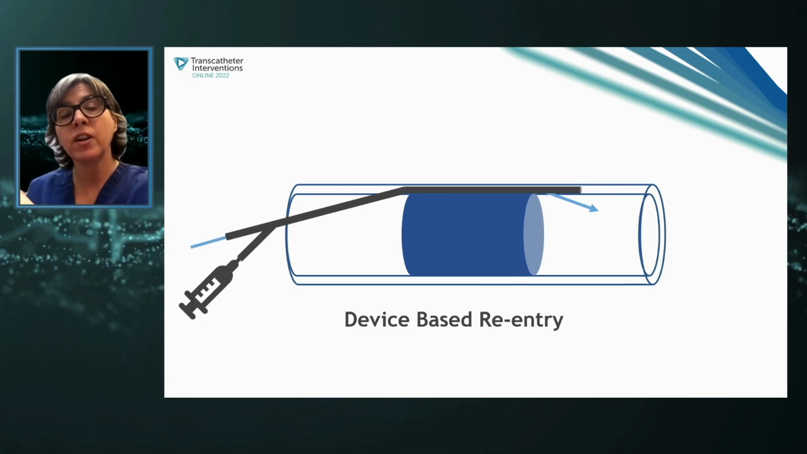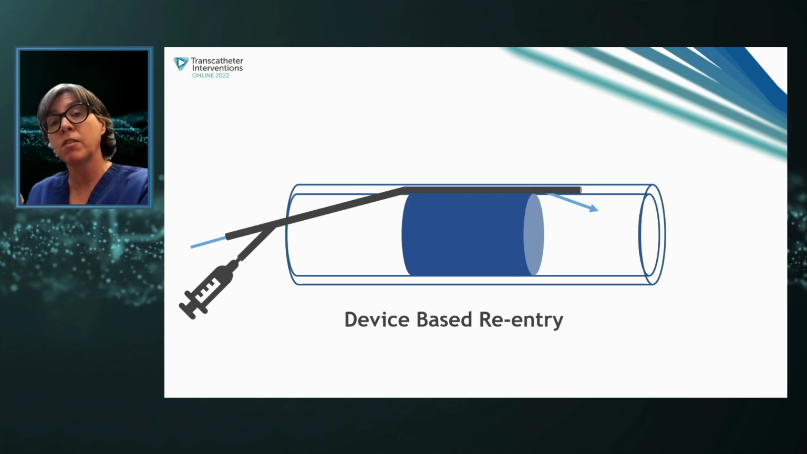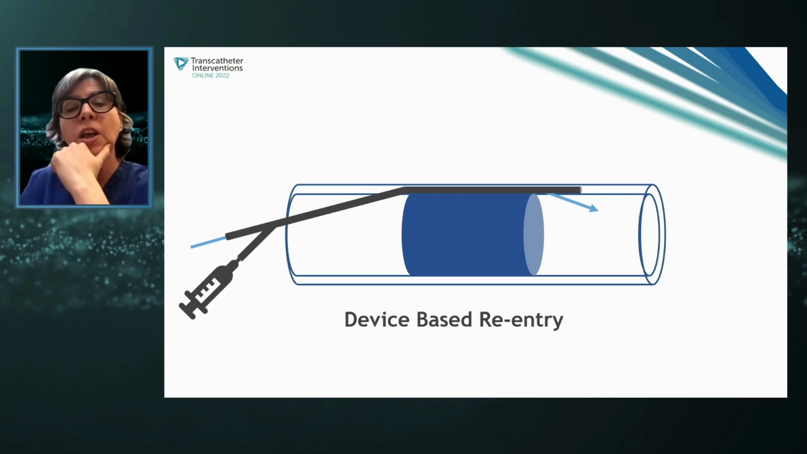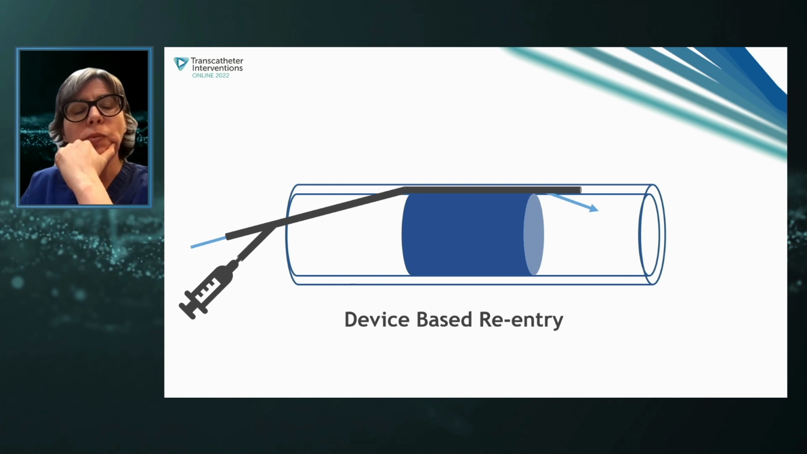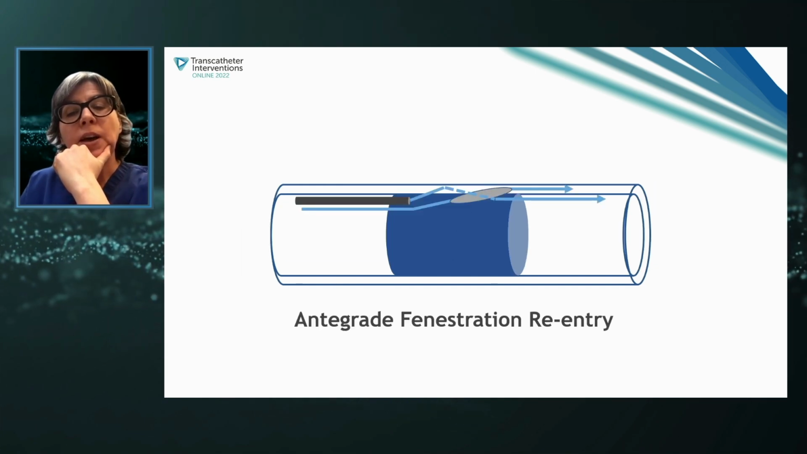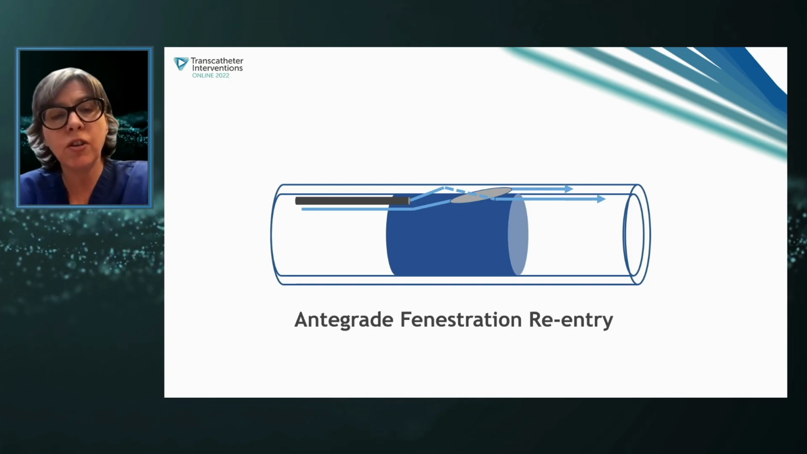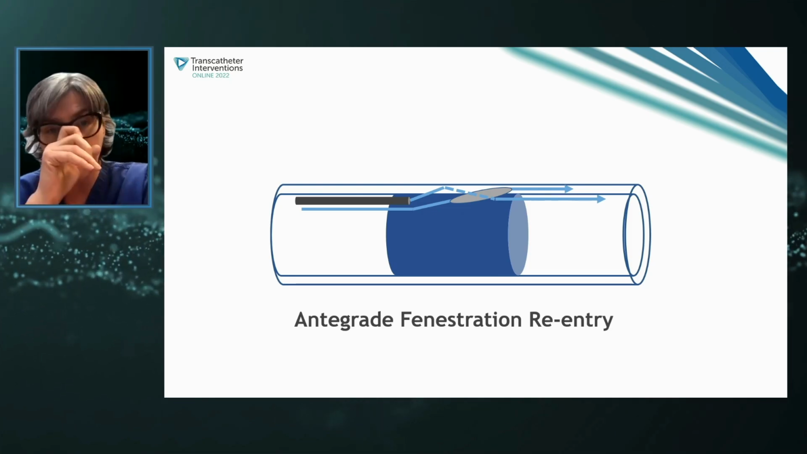This in itself can actually stabilize the catheter in the subintimal space by decompressing the subintimal space and expanding the target that you're aiming for. So the last thing I want to mention is antegrade fenestration re-entry. Antegrade fenestration re-entry is a technique when your first wire enters the subintimal space.